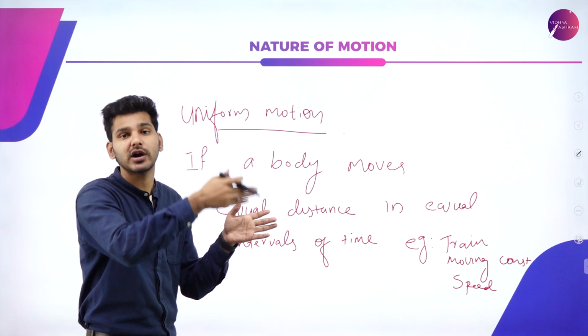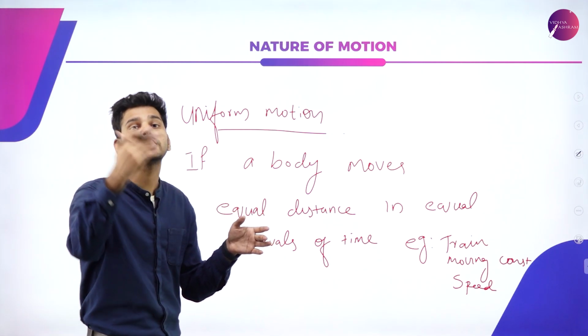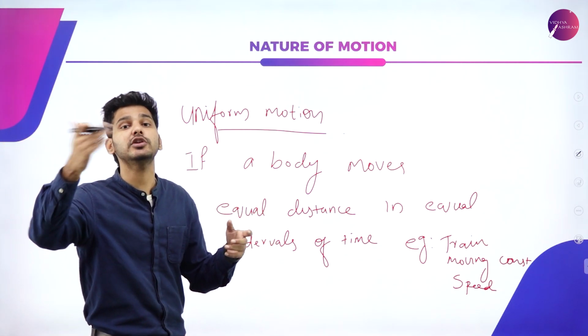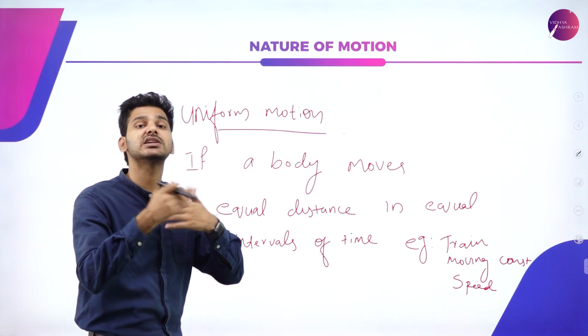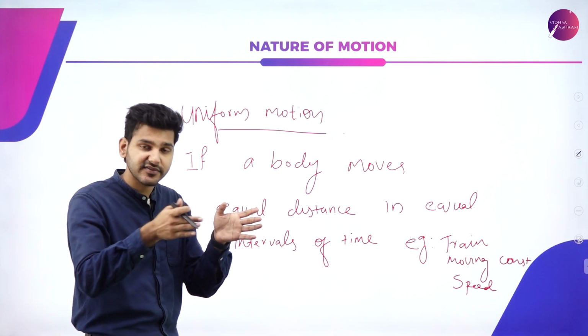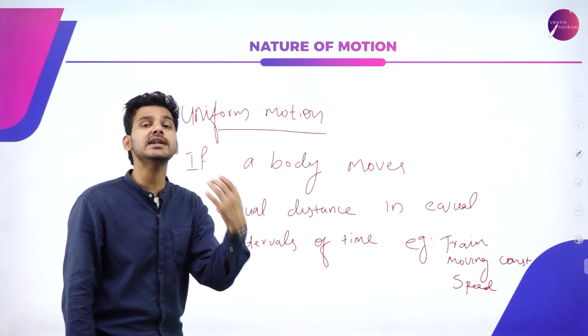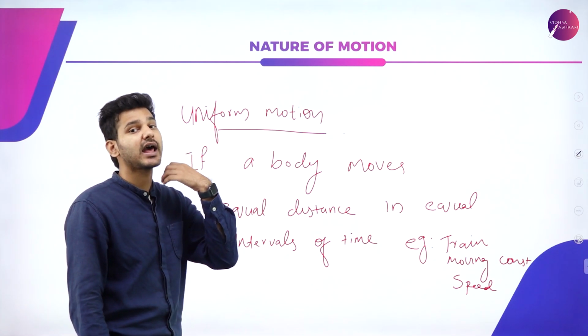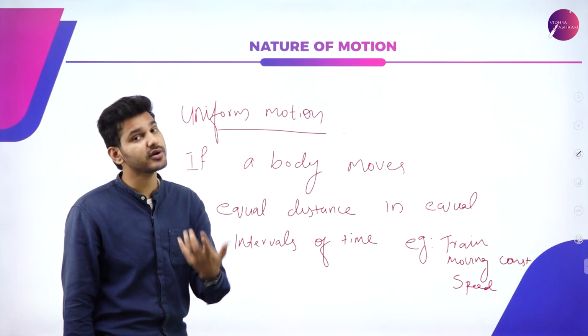But for non-uniform motion, if I take 10 seconds, for every second, it will be moving 1 meter. The very next second, it will be moving 3 meters. The very next second, it will be moving 2 meters. So it will be drastically changing. For every interval of time, it will be covering unequal distances, and that motion is known as non-uniform motion.